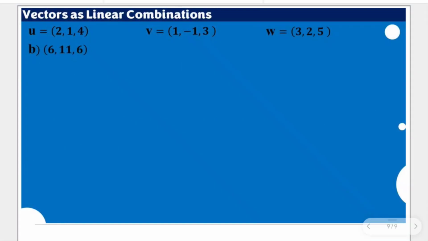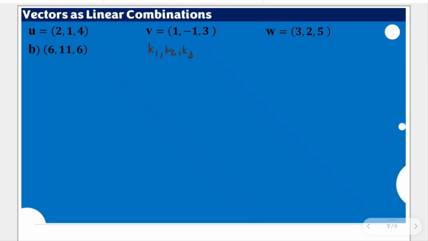Here we are going to check whether the vector in item B, which is (6, 11, 6), is a linear combination of the vectors u, v, and w. To show this, we need to make sure that we can identify k sub 1, k sub 2, and k sub 3 that exist and satisfy the next equation I'm going to place.